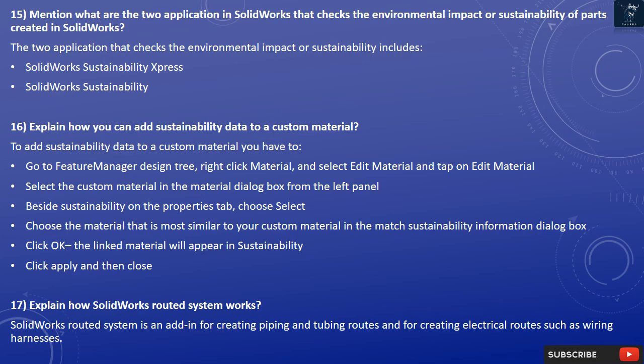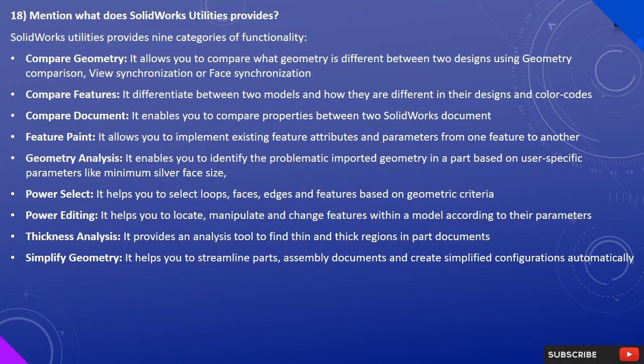17. Explain how SolidWorks Routing System works. SolidWorks Routing System is an add-in for creating piping and tubing routes and for creating electrical routes such as wiring harnesses. 18. Mention what SolidWorks Utilities provides. SolidWorks Utilities provides 9 categories of functionality.